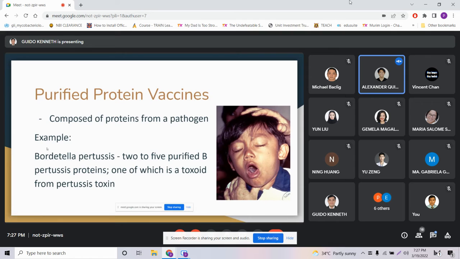And another is purified protein vaccines, which, from the name, are composed of purified proteins from a pathogen. An example of this is the vaccine for Bordetella pertussis, which again causes whooping cough. So it's rare but serious neurological effect. It causes encephalitis or encephalopathy and convulsions in children with neurological disorders. So it contains 2 to 5 purified B pertussis antigens, one of which is a toxoid from pertussis toxin.